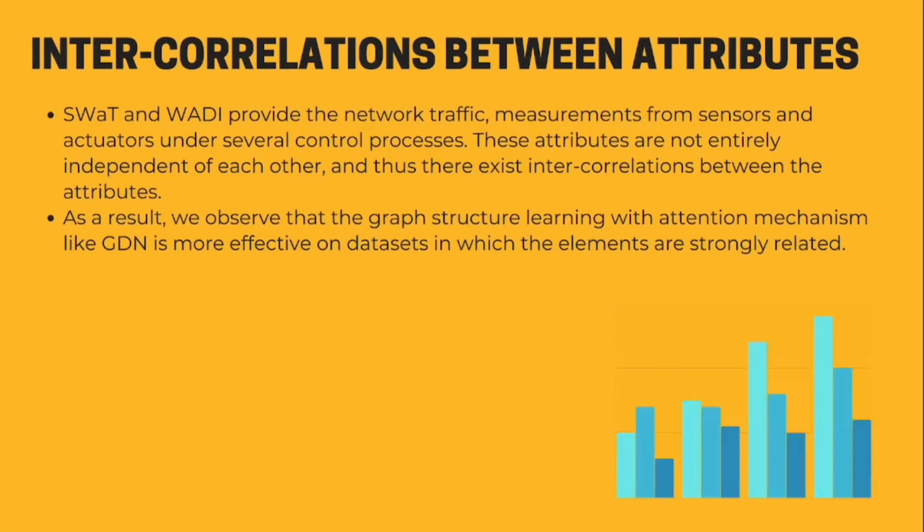Moving on to the intercorrelation between the attributes, the SWAT and the WADI datasets provide network traffic measurements from sensors and actuators under several processes. These attributes are not entirely independent of each other, and thus there exists some intercorrelation between the attributes. As a result, we observe that graph structure learning with an attention mechanism like GDN is more effective on these types of datasets where the elements are strongly correlated with each other.